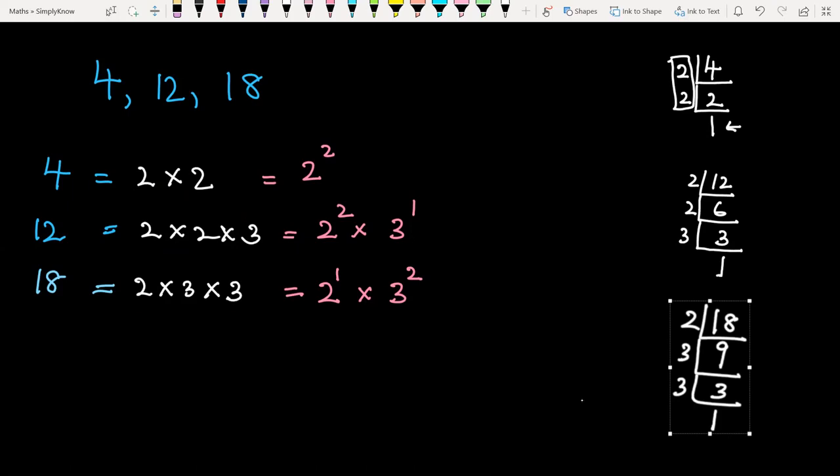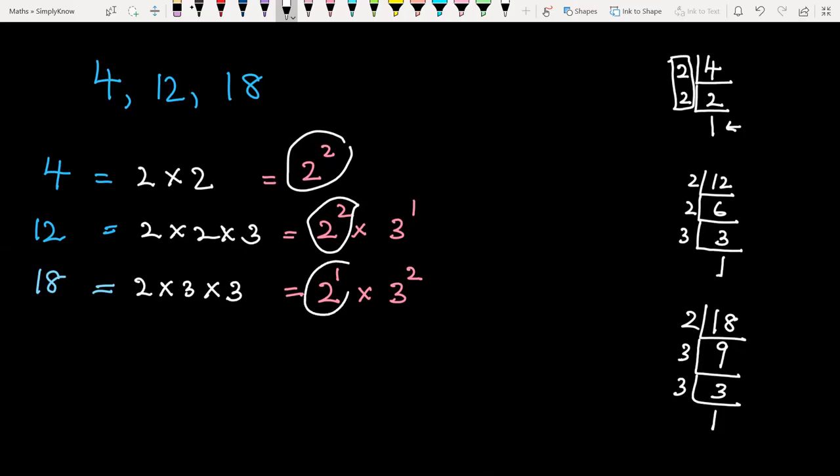Now we need to find out the greatest power of each prime factor. What are the prime factors here? We have 2 prime factors. We got 2 and also 3. So what is the greatest power of 2? Here we have 2 to the power 2. Then here also 2 to the power 2. Here we have only 2 to the power 1. So the greatest power of 2 is 2 to the power 2.